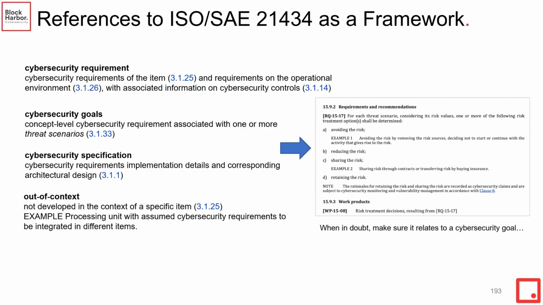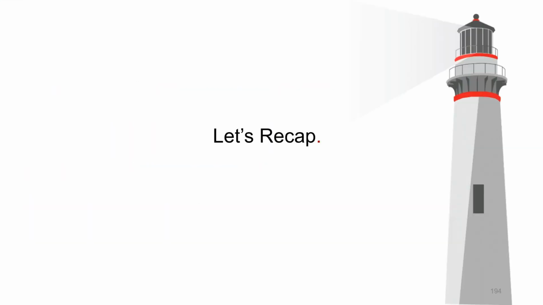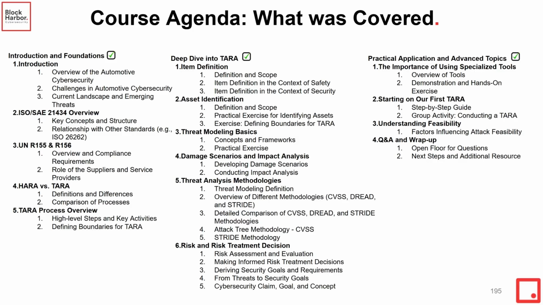Setting clear, actionable requirements, especially for security, is crucial in developing secure automotive systems. By aligning requirements with identified risks, leveraging cybersecurity assurance levels, and collaborating with regulatory authorities, we can ensure that vehicles are not only functional, but also resilient against cyber threats. Let's recap. In this training, we covered many areas starting from introduction and foundational knowledge, diving into the TARA steps, and covering additional topics such as cybersecurity claim, goal, and concept.